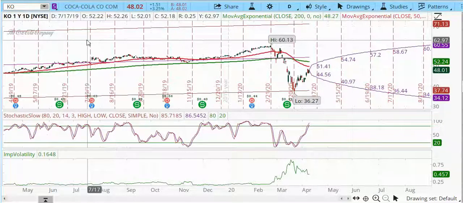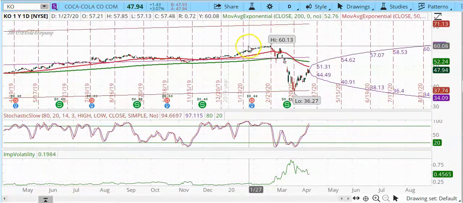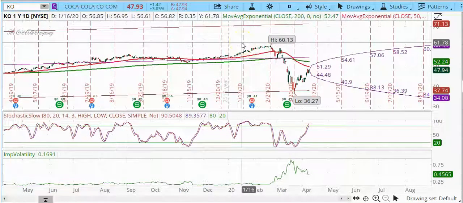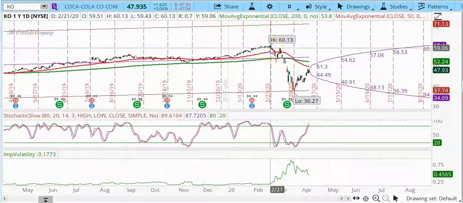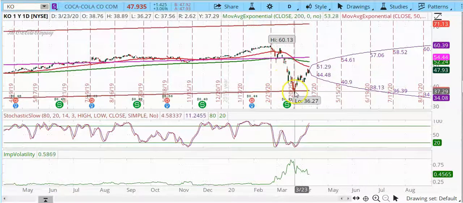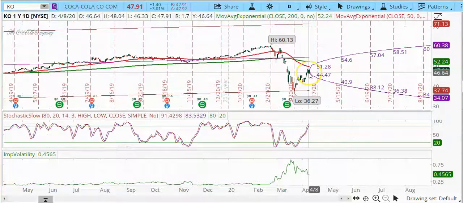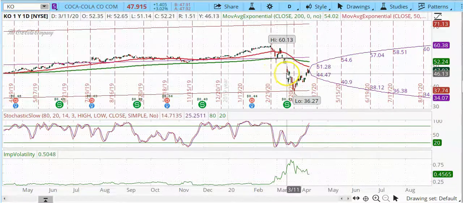Let's take a look at the May 17, 2020 put options for Coca Cola, ticker symbol KO. Let's start out by looking at the one-year daily chart of Coke. Not too long ago, on February 21st, 2020, Coke hit a high of $60.13, and then it dropped down to $36.27 on March 23rd, and now, 2 weeks later, it is back up to $47.91. So we've had a little bit of volatility recently.